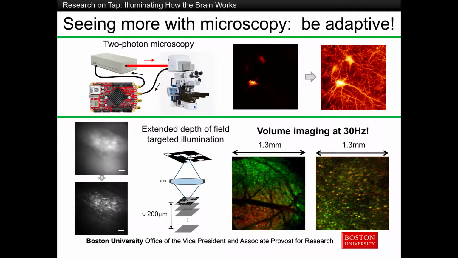Here's another example. This is just regular wide field microscopy. So it's not two-photon. You just bathe your sample with illumination light from a lamp. And the problem with regular microscopes is they're looking at a particular focal plane. So it's not volumetric imaging. You only see what's in focus. So how can you get volumetric imaging?